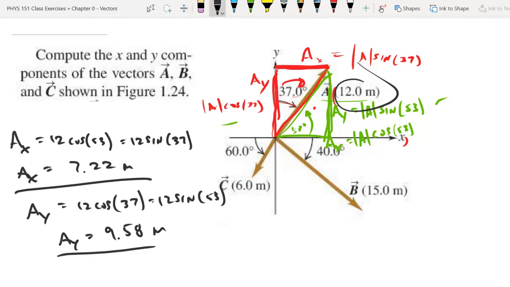Okay, now B, we can say here vector B, erase some of this stuff.